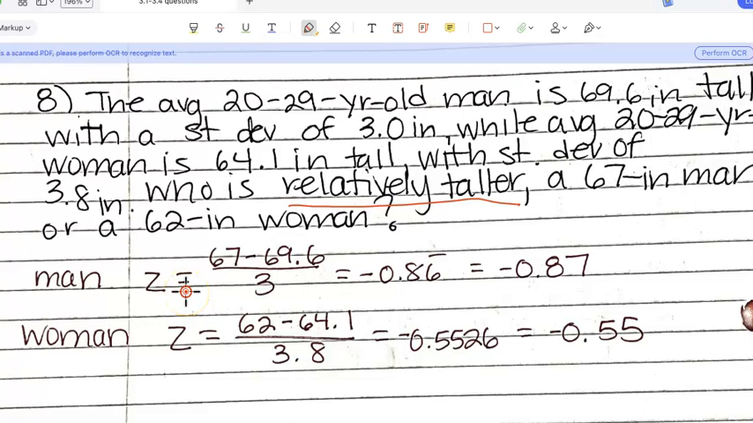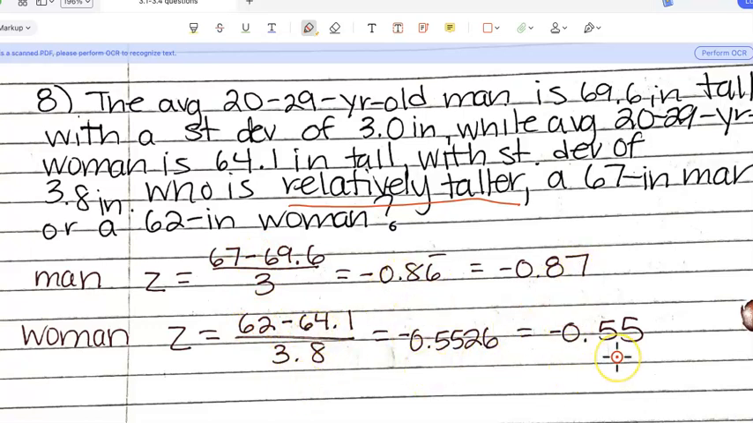So this is asking you to compare them to their own averages. The way that we do that is with Z-scores. The formula is in your notes: X minus mu divided by sigma. So data value minus the mean divided by the standard deviation. I did those Z-scores twice, once for the man with the man's data value, the man's mean, the man's standard deviation, and then the same for the woman.